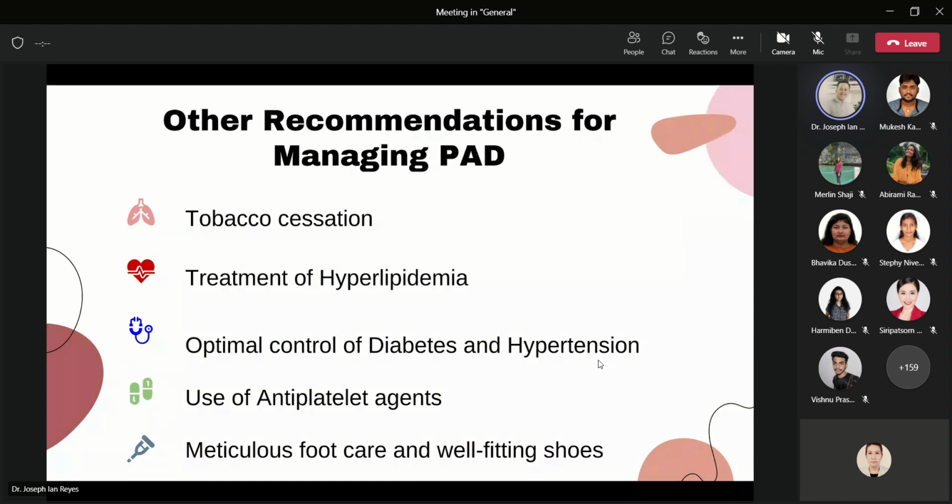Then use of antiplatelet agents if necessary. Then meticulous foot care and well-fitting shoes, especially for diabetic patients with PAD. They should know how to take care of their feet. So maybe when you check, the foot is clean, no wounds or anything. But behind the callus, behind the thick skin, there are already necrotic tissues that we do not know about because we did not assess the sensation of the patient properly.